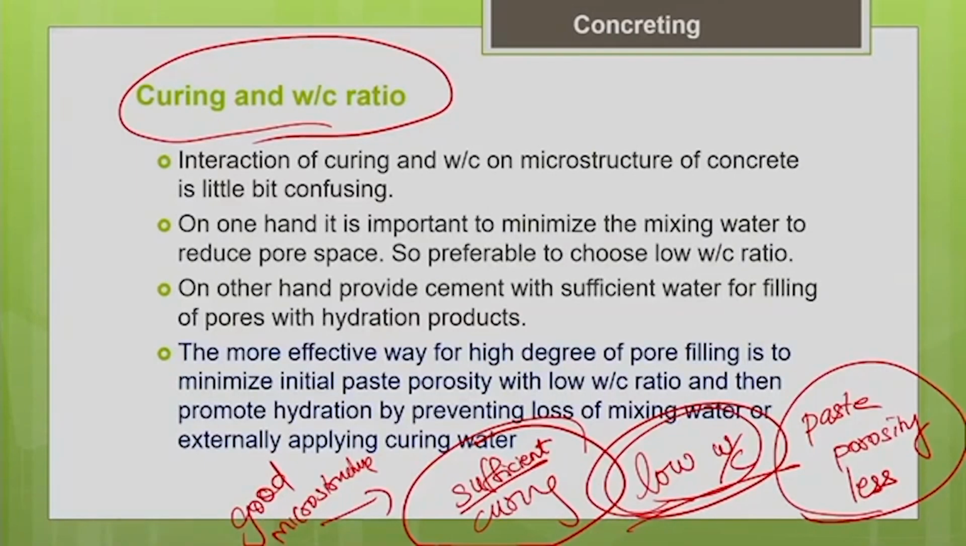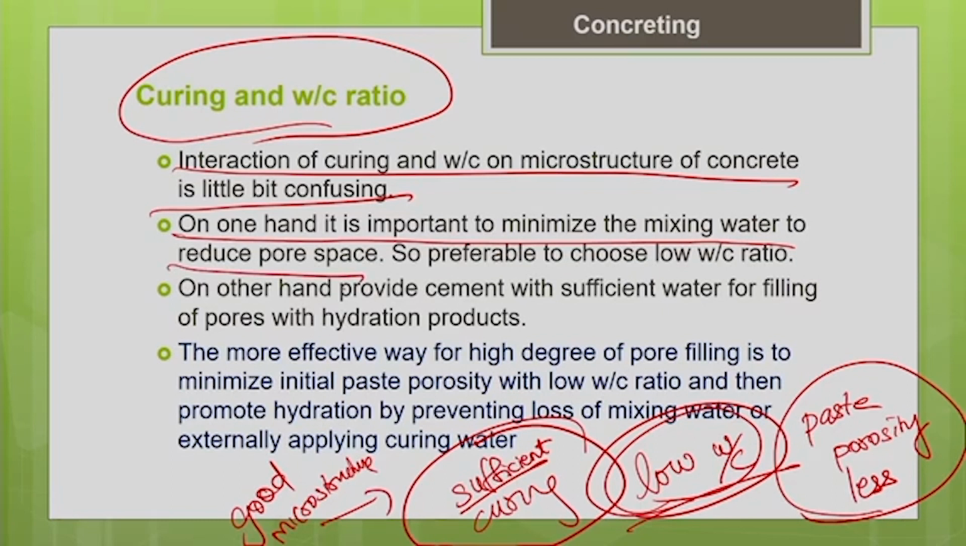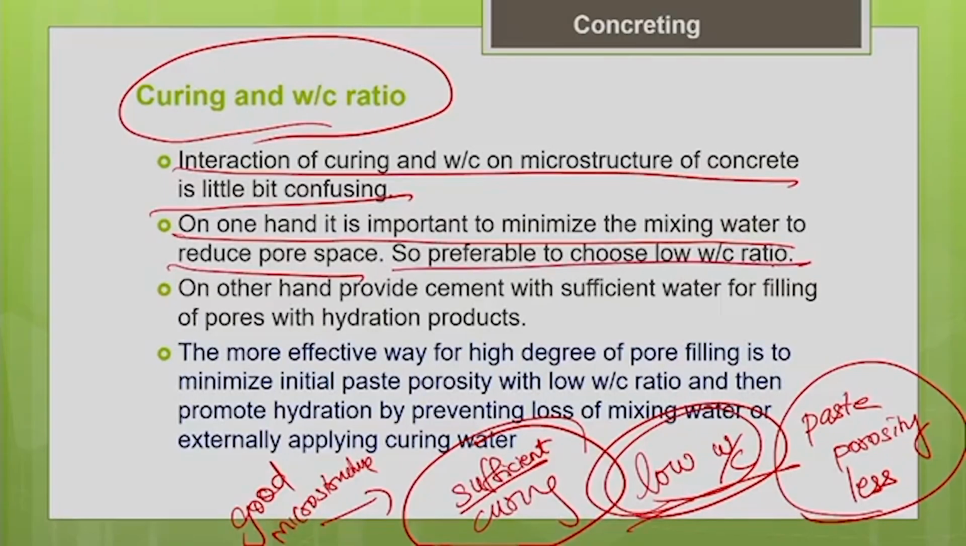That will reduce the porosity of your concrete and improve the strength and the durability related properties of your concrete. So, the interaction of curing and water to cement ratio on the microstructure of the concrete is a little bit confusing, as we discussed just now. On one hand, it is important to minimize the mixing water to reduce the pore space. You have to reduce the mixing water because the excess water will lead to more pores. So, it is preferable to choose low water to cement ratio. On the other hand, provide cement with sufficient water for filling of pores with hydration products. So, which one should I go for?